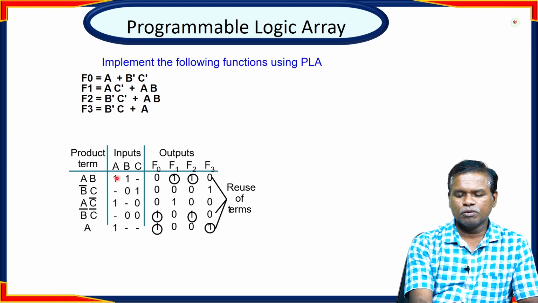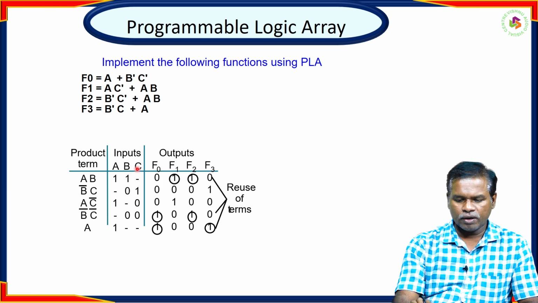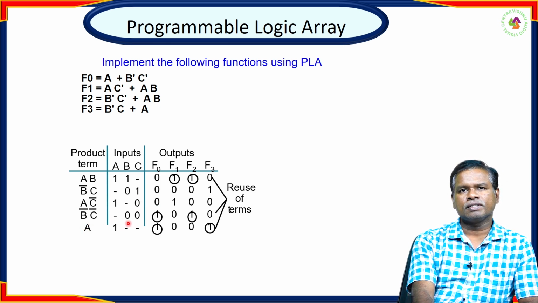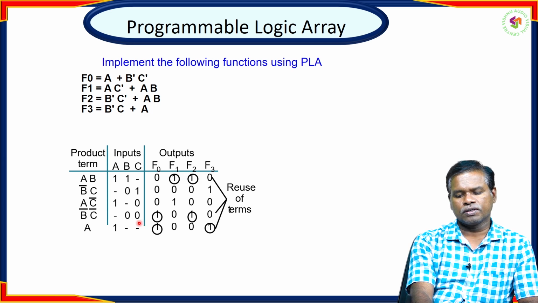Now, how to get these Boolean functions: for example, for AB, the inputs are A equals 1, B equals 1, and C is not present. Similarly, B bar C: corresponding to B it is 0, and corresponding to C it is 1. For A C bar, corresponding to A it is 1, and corresponding to C it is 0. For B bar C bar, corresponding to B it is 0, and corresponding to C it is 0. Finally, the term A alone will have 1 corresponding to the input A.